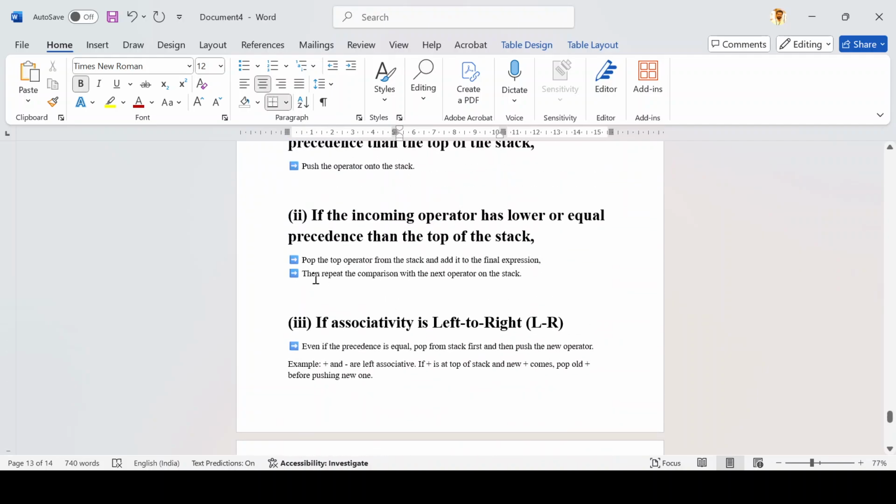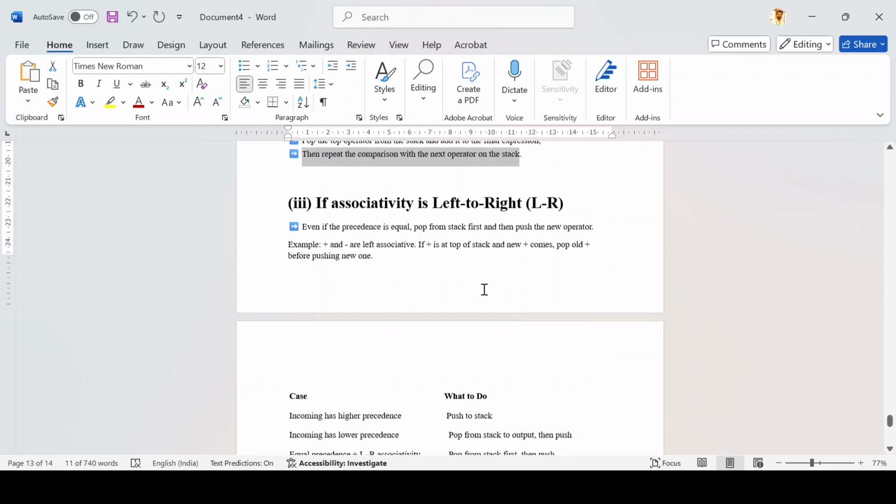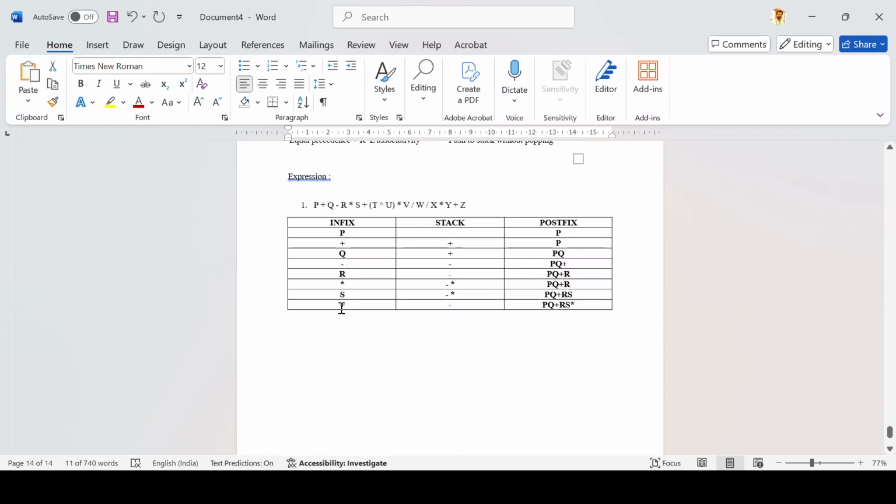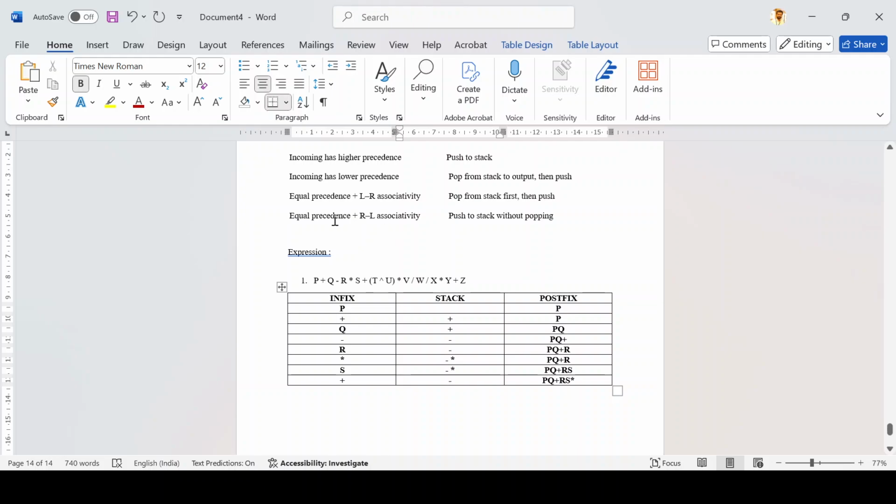So why do we repeat? Because those are the steps. Then repeat the comparison with the next operator on the stack. So now here plus is the incoming operator and minus is the next operator. Both are equal precedence. So when both are equal precedence, what do we do? Pop from stack first, then push. So minus also goes to the output expression. Then plus gets pushed inside the stack.